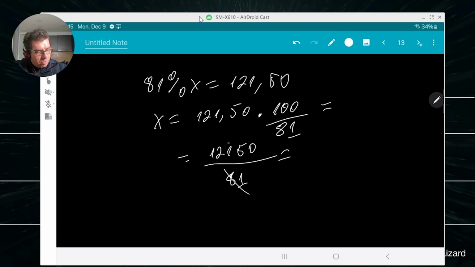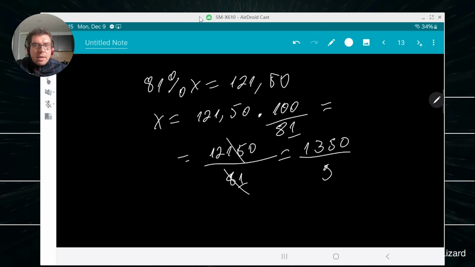I reduce both by 9. I get 9 here. And then I start dividing. So 12 divided by 9 is 1, with a remainder of 3. 31 divided by 9 is 3, with a remainder of 4. 45 divided by 9 is 5, and I copy the 0 at the end.